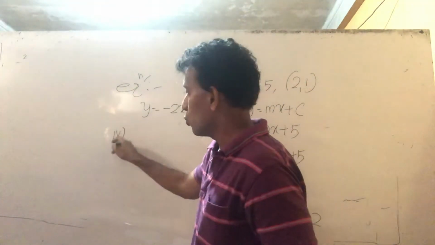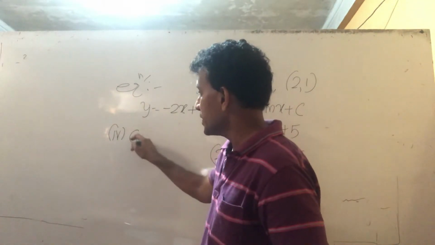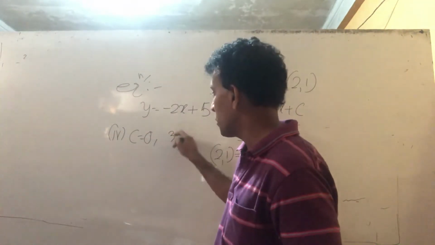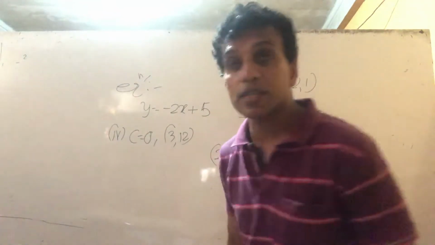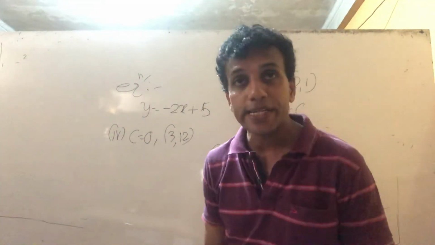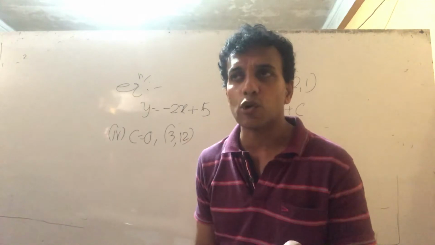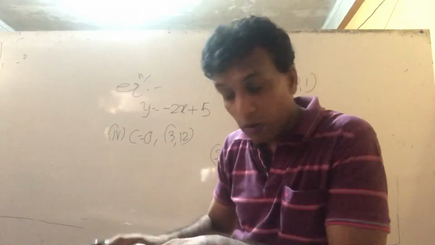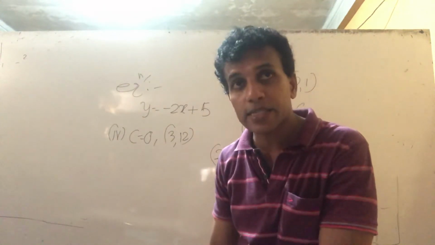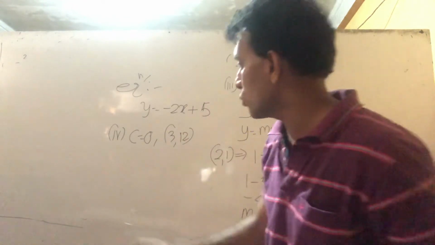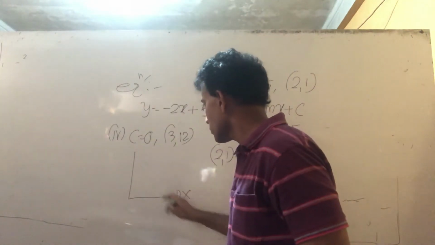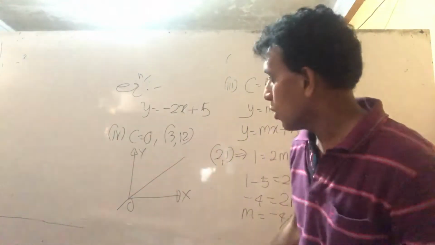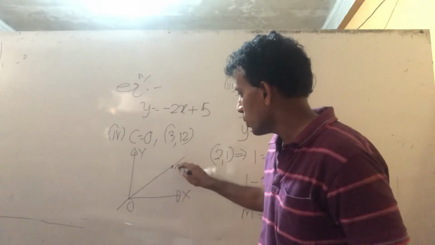Okay, show the next, fourth also. c is 0 and passes through (3, 12). A straight line passes through (3, 12) and the intercept is 0. What do you mean intercept is 0? The line passes through the origin. It won't cut above the y-axis or below, above the x-axis or below the x-axis, it passes through the origin. That's called c = 0. If I draw a diagram like this, it passes through the origin, right? Also they said (3, 12).